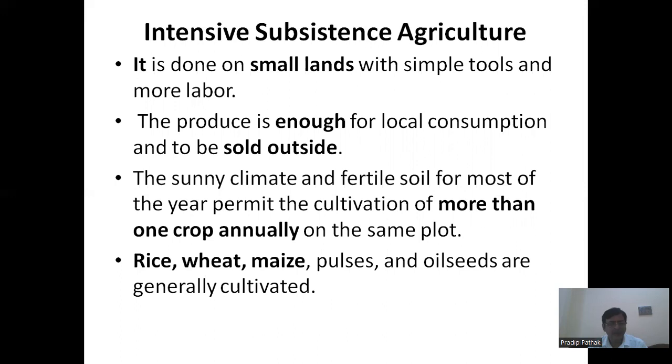And the basic reason for that is the climatic conditions and the fertile soil, so you can cultivate more than one crop annually on the same plot. Examples are rice, wheat, maize, pulses, and oilseeds. The majority of the produce you can keep for your consumption, but some quantity of the agricultural products will be available for you to sell outside and generate revenue in the process.